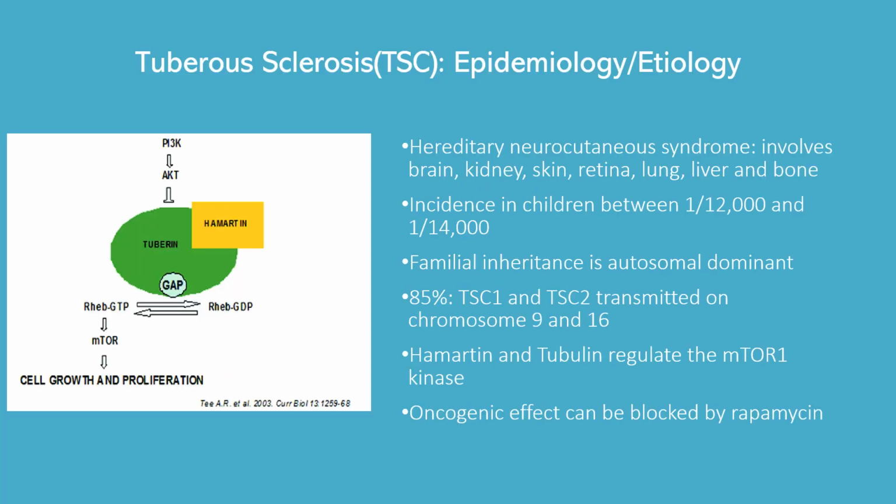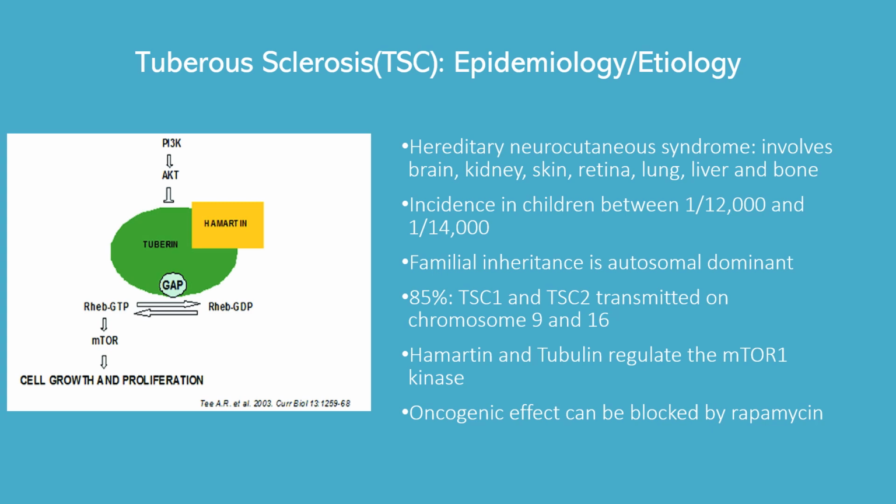So, tuberous sclerosis is a hereditary neurocutaneous syndrome that involves a variety of organ systems, including the brain, kidney, skin, retina, lung, liver, and bone. The incidence in children is between 1 in 12,000 and 1 in 14,000 births, and familial inheritance is autosomal dominant. Around 85% of the time, TSC results from mutations in two genes and the proteins they encode. These two genes are TSC1, which encodes hamartin, which we see here, and TSC2, which encodes tuberin, which we see here. These genes are located on the long arms of chromosome 9 and 16, respectively.